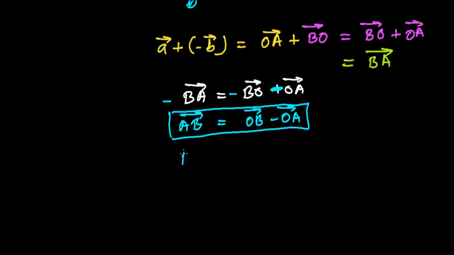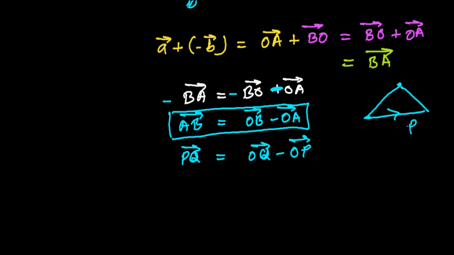Similarly, if you have PQ, then you can simply write this as OQ minus OP. The figure of this will be something like this. Let's say this is P, this is vector Q. This is representing P, this is representing Q. So OQ minus OP will represent PQ.